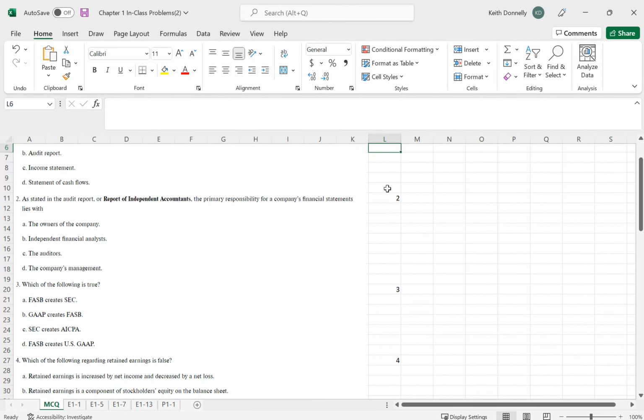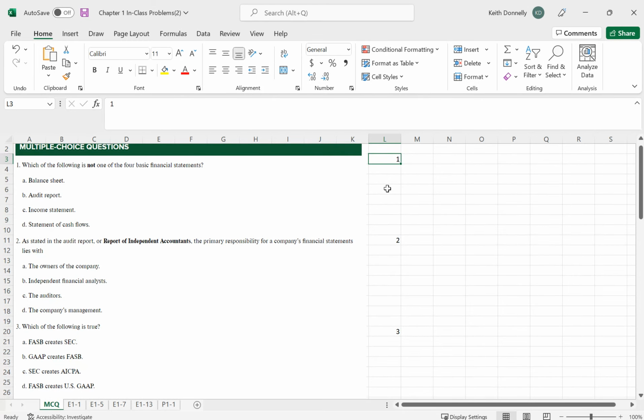The first one, if we read it here, it says, which of the following is not one of the four financial statements? In this case, we know the four financial statements are the balance sheet, the income statement, the statement of owner's equity, and the statement of cash flows. For that reason, this answer is going to be B, the audit report. What is the audit report? That's essentially a report an auditor issues about the fairness of the financial statements produced by a company.